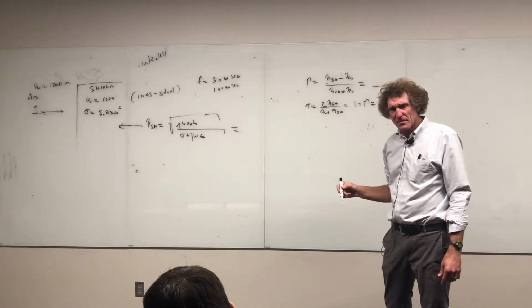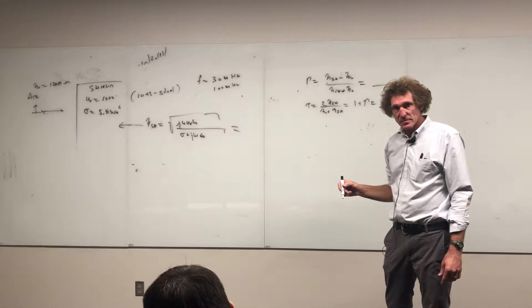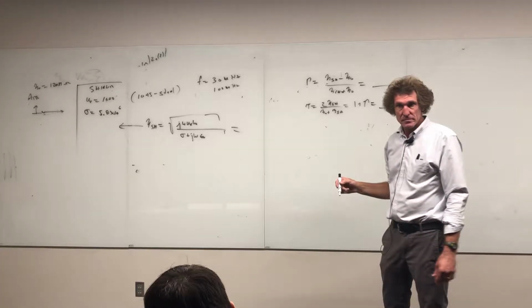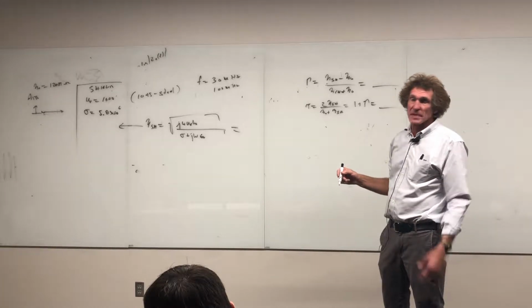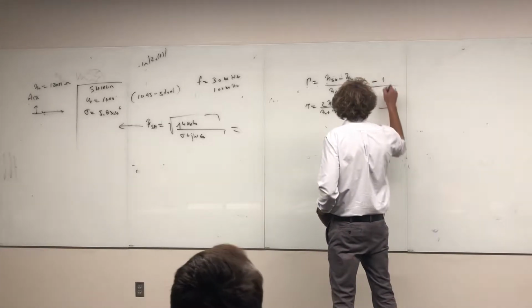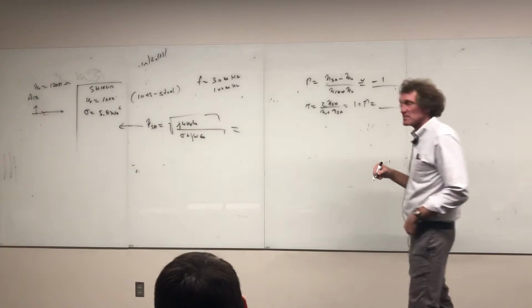The magnitude is 1, but the angle is 180. That's right. That's -1. It's about -1. They're all about -1. What about the transmission coefficient?